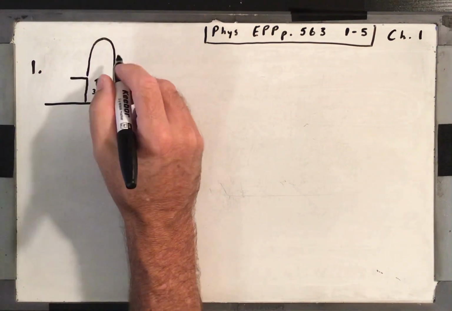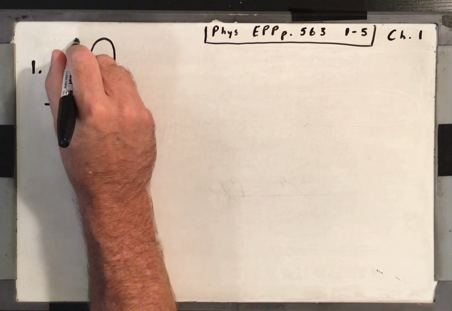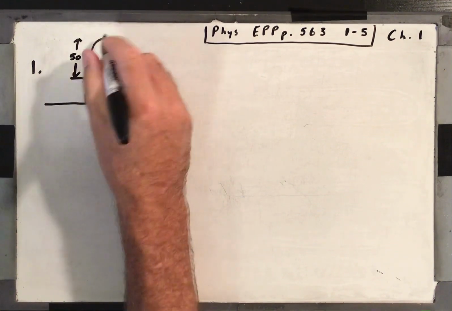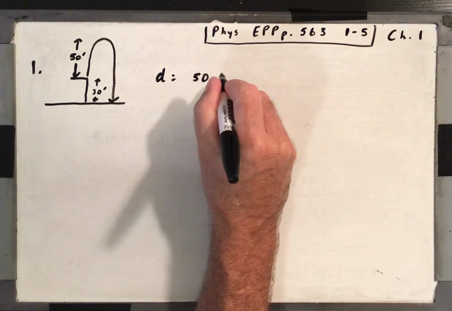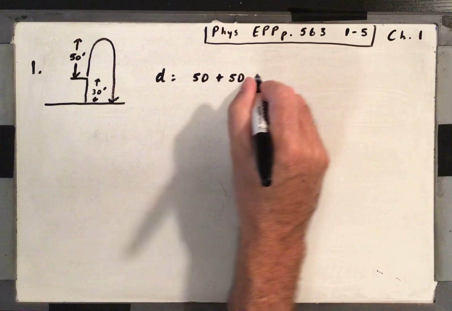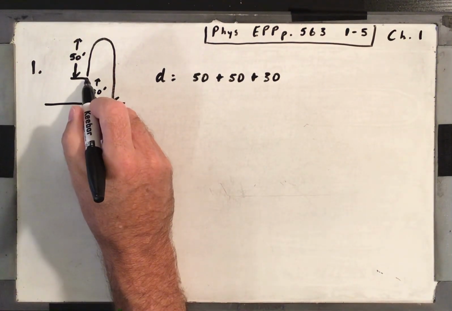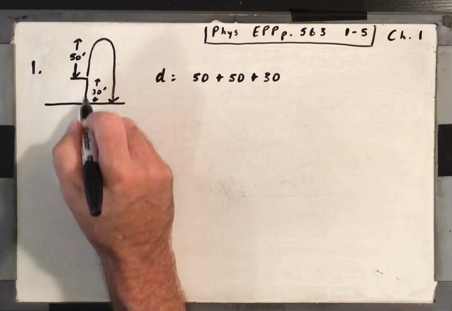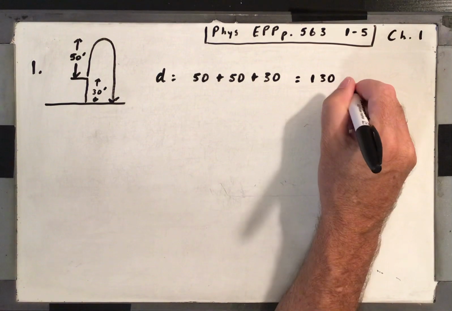So we're going 50 feet up and then 50 feet back down. So the total distance is going to be 50 plus 50 plus 30 from the top of the cliff to the base of the cliff. So that's going to be 130 feet.